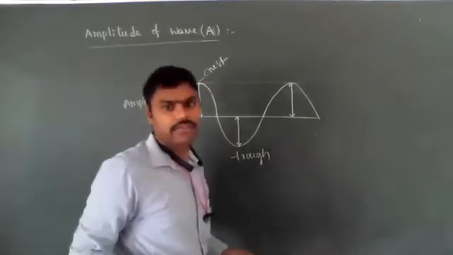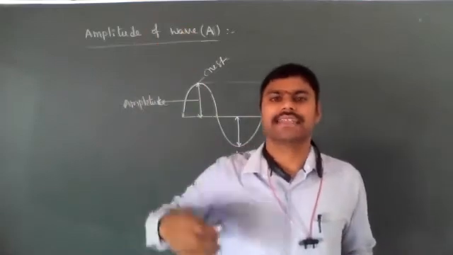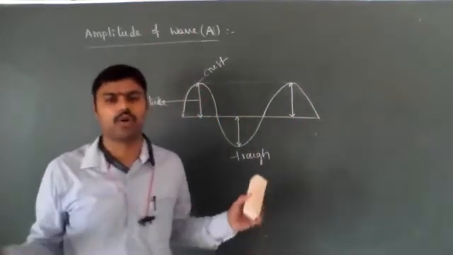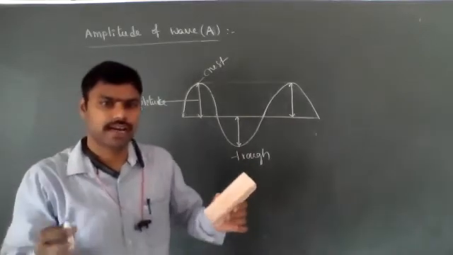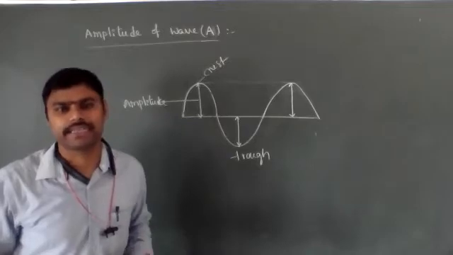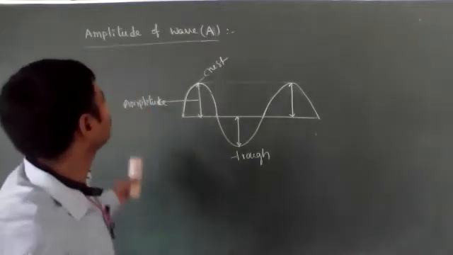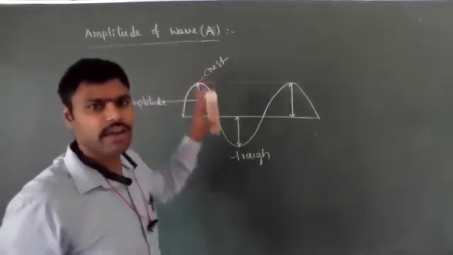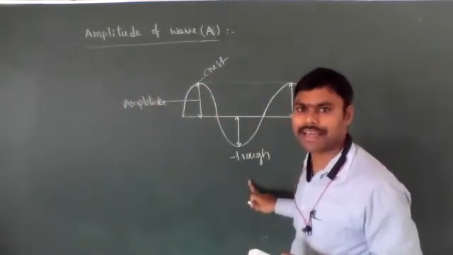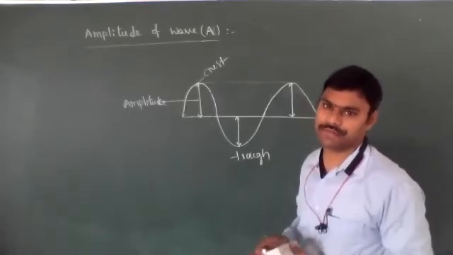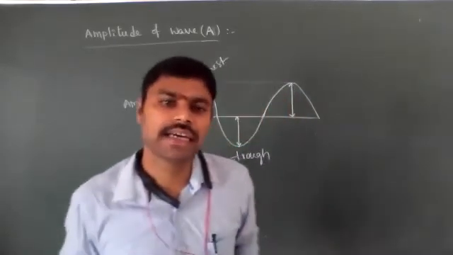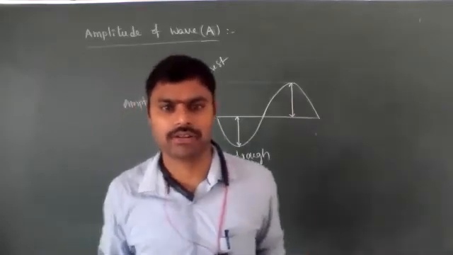Amplitude of waves: if the amplitude of a wave increases, then the intensity of the wave increases. Intensity means more waves are concentrated in a particular area. That is called intensity. So the simple definition: the amplitude of the wave means the height of the crest or depth of the trough. If the amplitude of a wave increases, then the intensity of the waves increases. That point you have to remember.